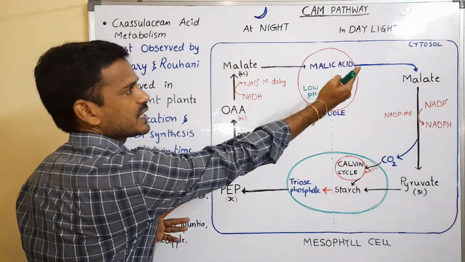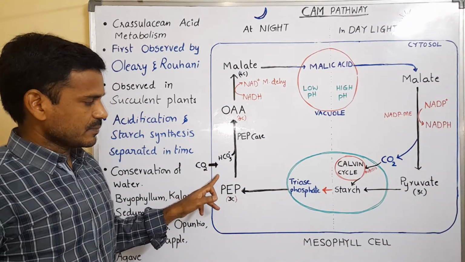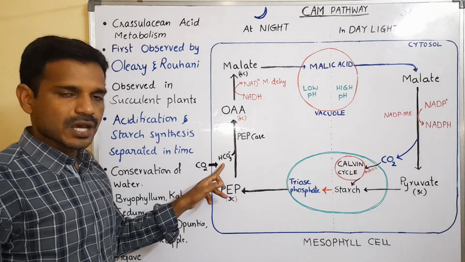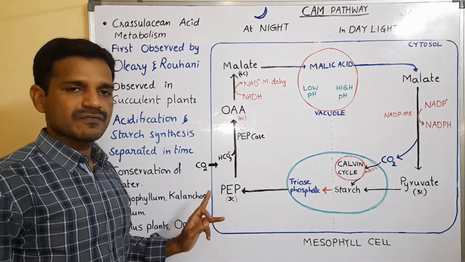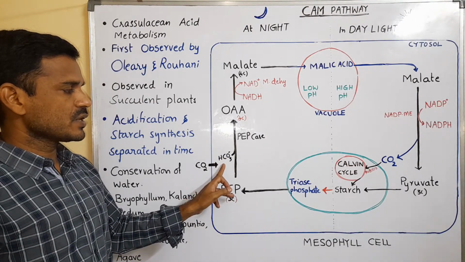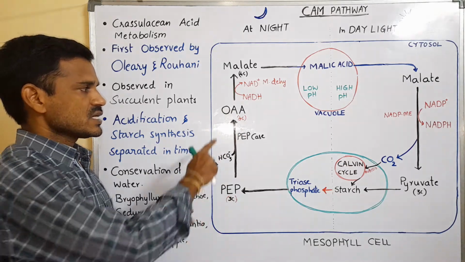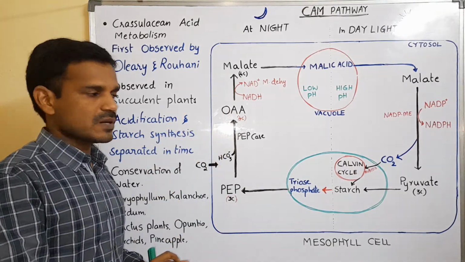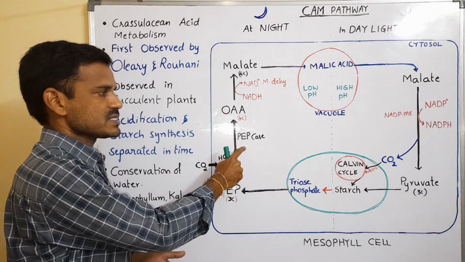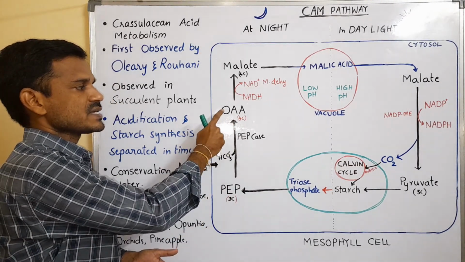Here, night time and daytime. So the CO2 enters during the night time into the mesophyll cells, in the form of bicarbonate. It is fixed by PEP, phosphoenol pyruvate, a 3-carbon compound. It fixes the bicarbonate, and oxaloacetic acid is formed, a 4-carbon compound, in the presence of PEP carboxylase enzyme. So the first carboxylation enzyme is PEP carboxylase, the first CO2 acceptor is PEP, and oxaloacetic acid is formed.